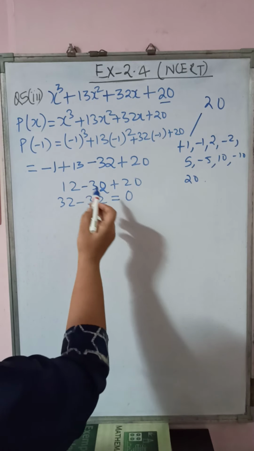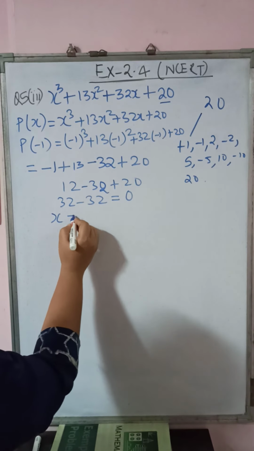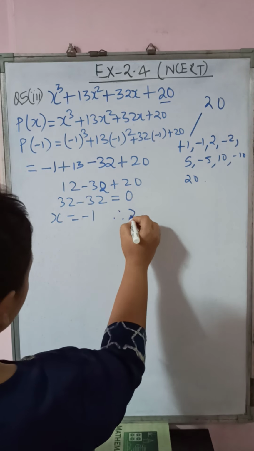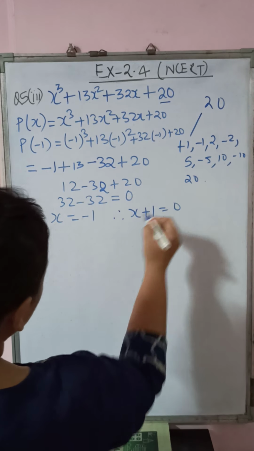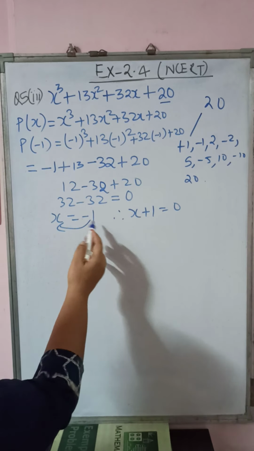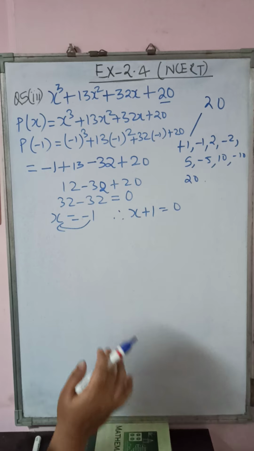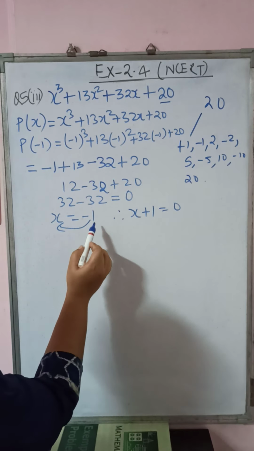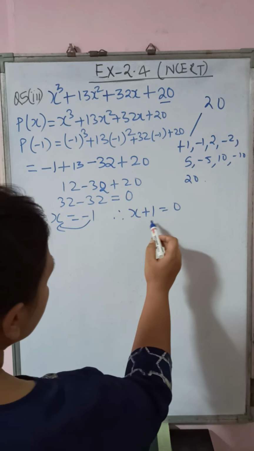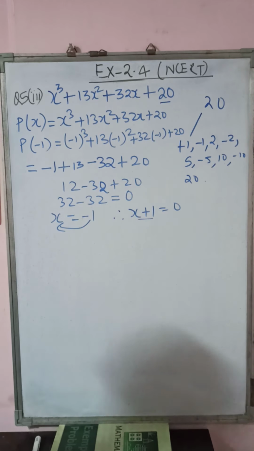So I got 0. What did I take as x? I took x equal to minus 1. Therefore, x plus 1 is equal to 0. This minus 1, when you bring it towards the LHS, becomes plus. That is known as transposition. When we change the side of any number, its sign also changes. So you got x plus 1 is equal to 0. So this is the first factor.